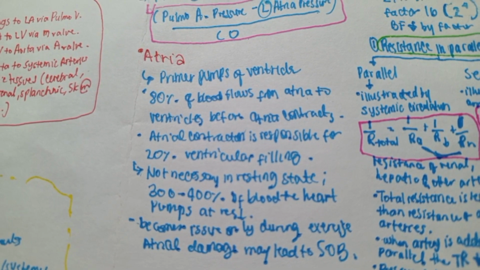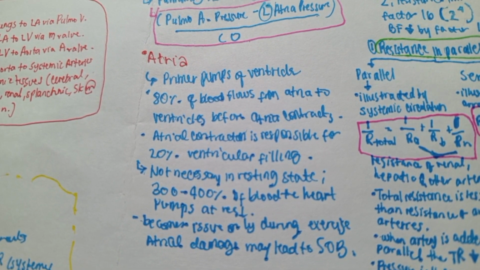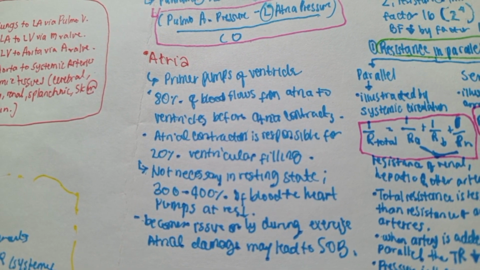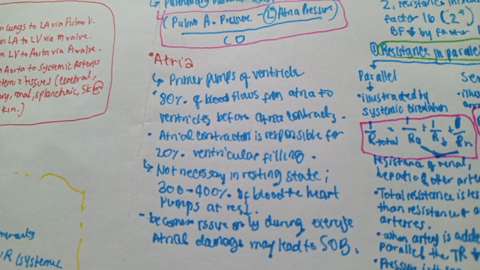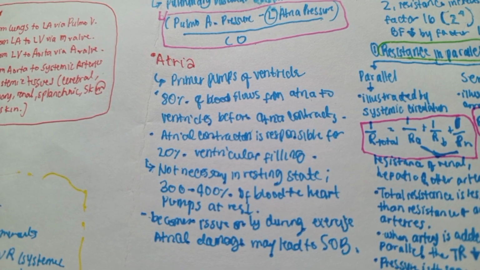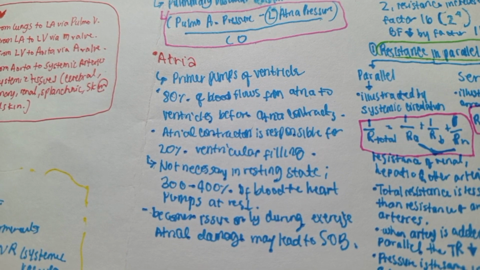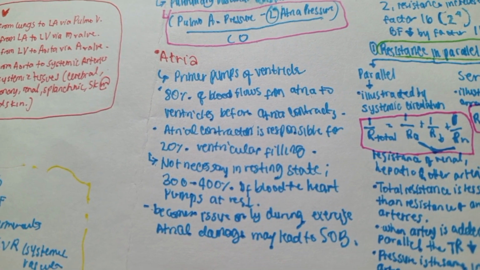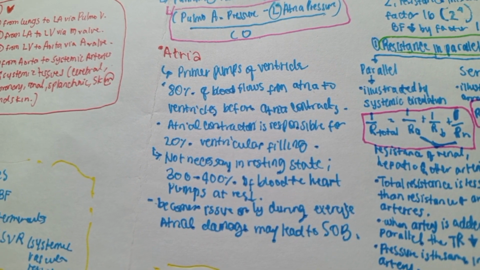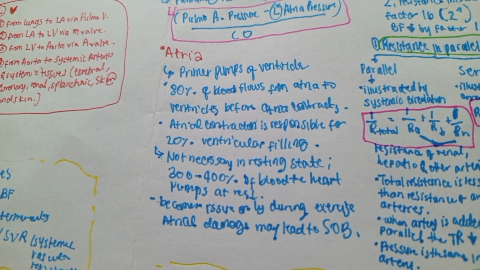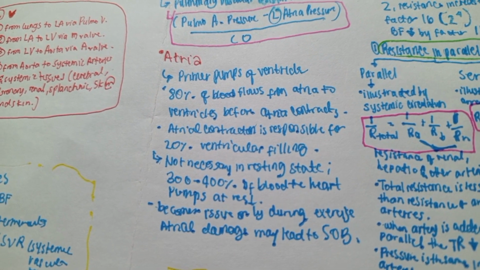So the atrium is the chamber of the heart, which is the primer pump of the ventricle, and 80% of the blood flows from the atria to the ventricles before the atria contract. The atrial contraction is responsible for 20% of ventricular filling, and it is not necessary in the resting state. So there is 300 to 400% of blood in the heart that pumps at rest, and it becomes an issue only during exercise. Atrial damage may lead to shortness of breath.